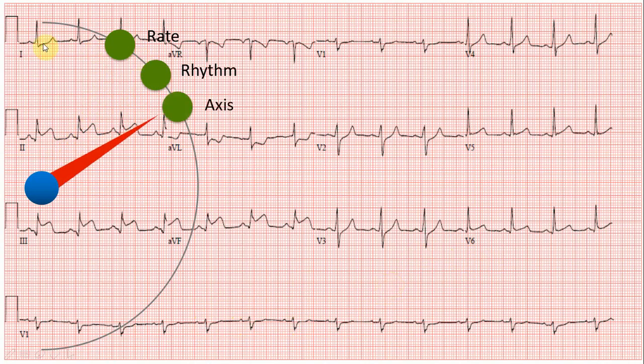Then look at the axis. Look at lead 1, and there is a prominent R wave here, and there is a prominent R wave in aVF. So this is a normal axis. Probably this patient's axis is around 45 degrees. I'll show you how to calculate the axis in a different video.